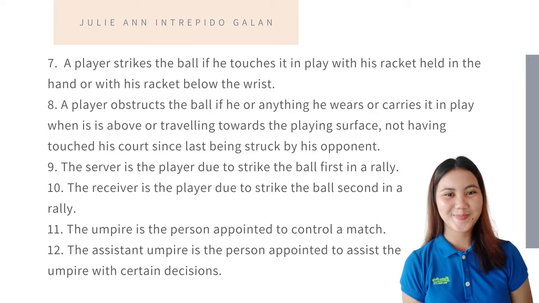Number 11, the umpire is the person appointed to control a match. Ang umpire ay isang tao na nagkokontrol o nagdidesisyon sa isang laro. Number 12, the assistant umpire is the person appointed to assist the umpire with certain decisions. Ang assistant umpire ay ang tao na mag-a-assist sa umpire para sa certain na mga desisyon.